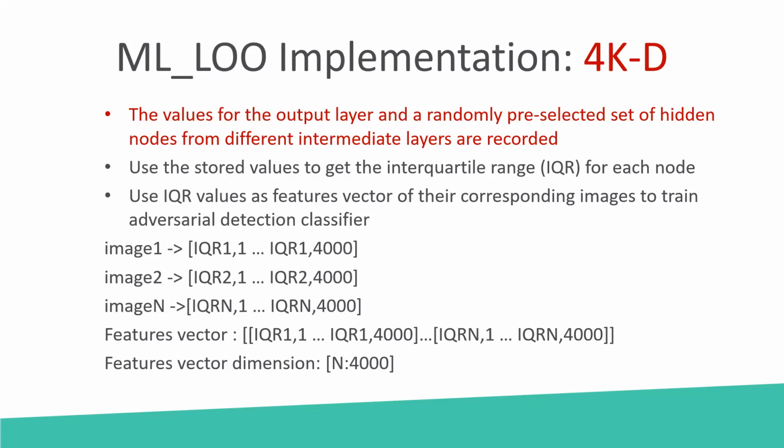Finally, we have the final sub-approach called the 4KD. In this case, the values of the output layer and a randomly pre-selected set of hidden nodes from different intermediate layers are recorded. We use the stored values to get the interquartile range IQR for each node. So in this case, each image will have 4,000 IQR values, and we will use them as the feature vector to train a model to detect adversarial examples. And the feature vector will look something like this with dimension n by 4K.